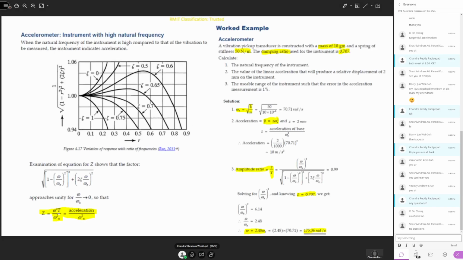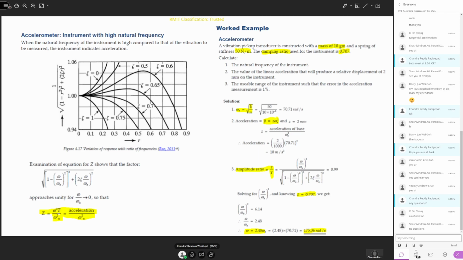So a vibration pickup transducer is constructed with a mass of 10 grams. You can see these are very minute instruments to measure the vibration. The mass of the entire system is 10 grams and a spring of 50 Newton per meter stiffness. The damping ratio is 0.707. So for this type of setup, what is the natural frequency of the system?